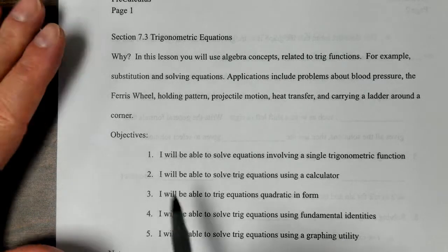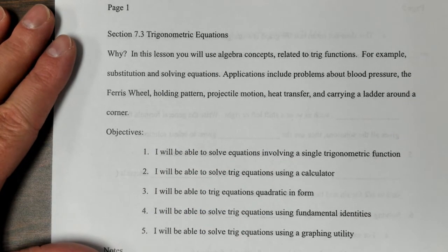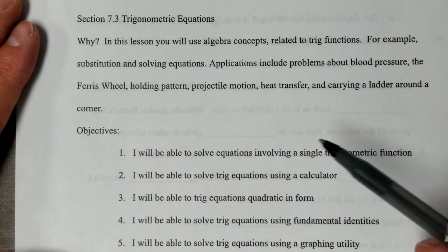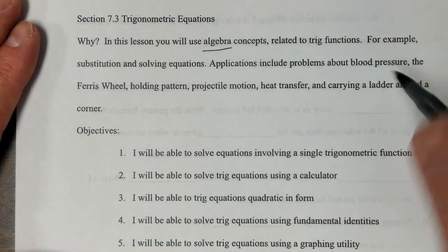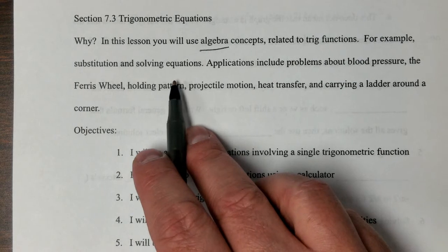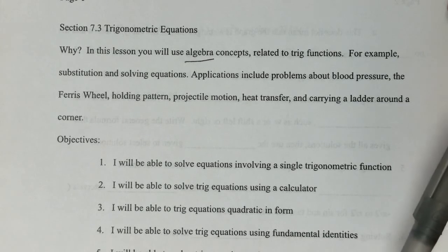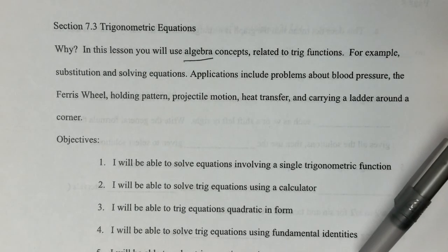Okay, so what we're talking about today is 7-3 trig equations. Why we're studying this is in this lesson you're going to use algebra concepts related to trig. For example, substitution and solving equations. Applications include problems about blood pressure, the Ferris wheel holding pattern, projectile motion, heat transfer, and carrying the ladder around a corner. So those are all word problems related to this.